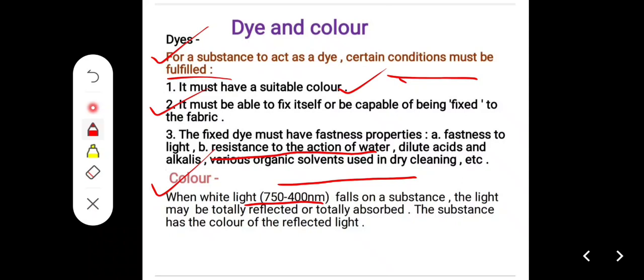And color: when white light, 750 to 400 nanometers, falls on a substance, the light may be totally reflected. If totally reflected, the substance will be white, and if totally absorbed, it will be black. If some portion is absorbed and some portion is reflected, the color bears that of the reflected light. And if light is absorbed, it always gives the substance its complementary color.